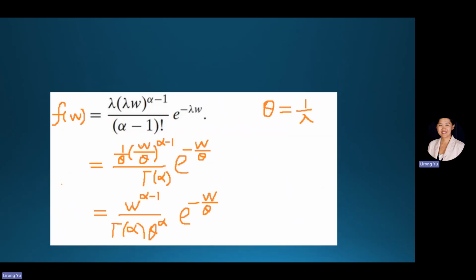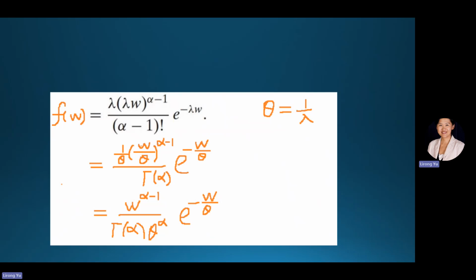Also, if you integrate this, there's w over theta. If you change your variable, integration of this from 0 to infinity will be the gamma alpha itself, right? With the change of variable, the denominator will be, after the integration is done, the numerator will both equal gamma alpha. That's why the whole integration of the density function will actually equal 1.